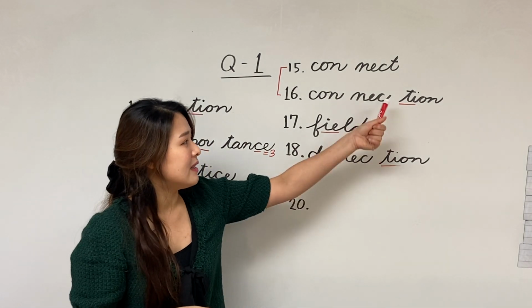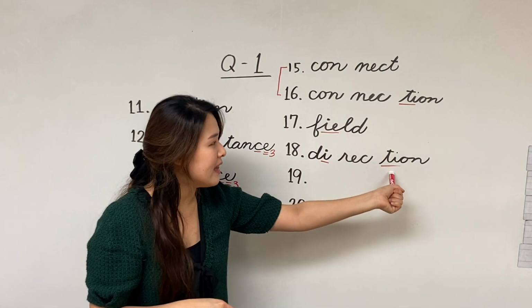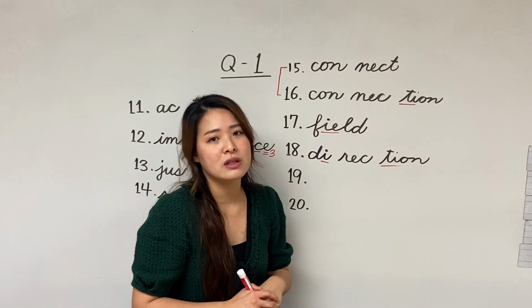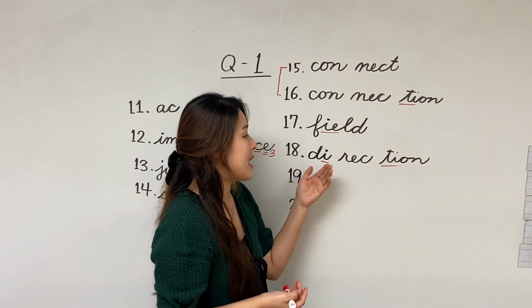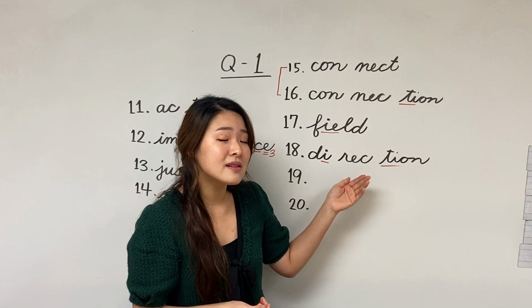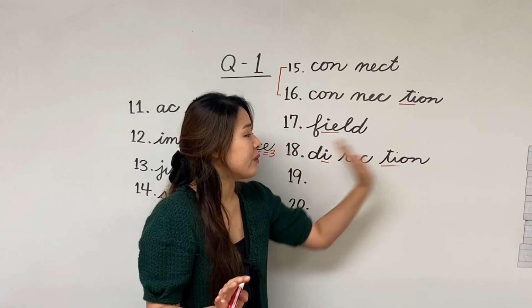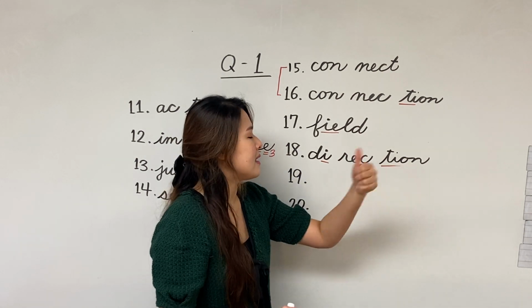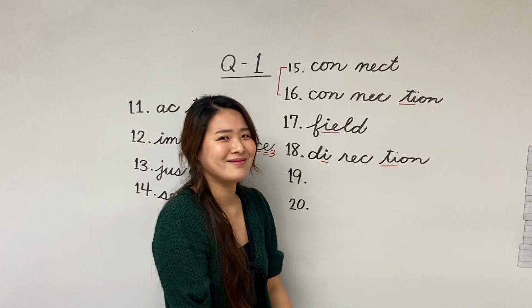Again, connection, direction, they both change the word into a noun. Direct can be a verb. Now direction is a noun. So that ending is there to make a noun.